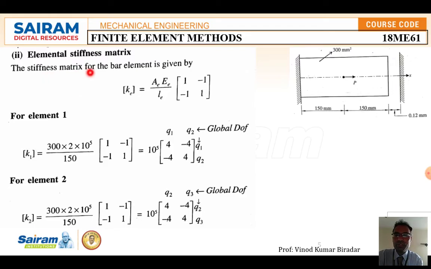The stiffness matrix for the bar element is given by this standard formula, which we already derived using minimum potential energy and the direct method. That is Ke = (Ae E e / Le) times the matrix [1 -1; -1 1]. Here e stands for the element number.